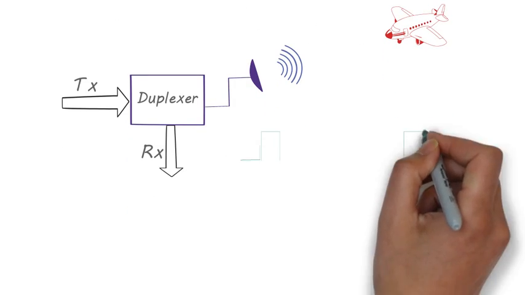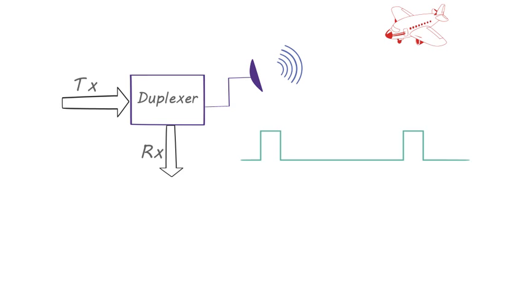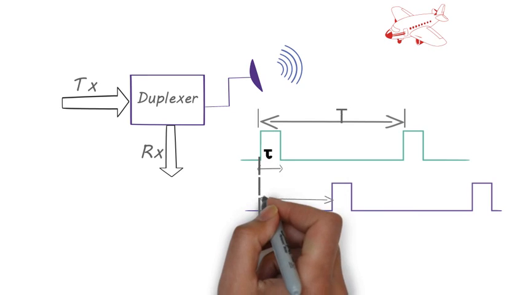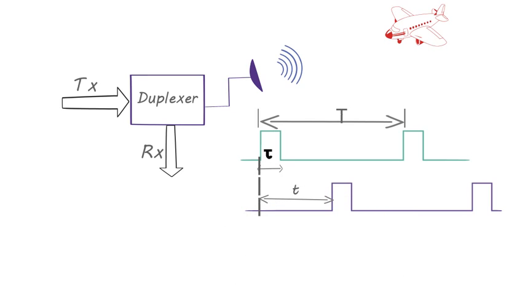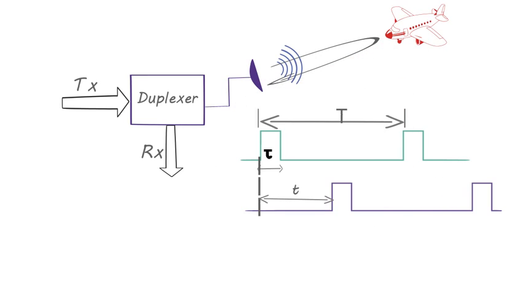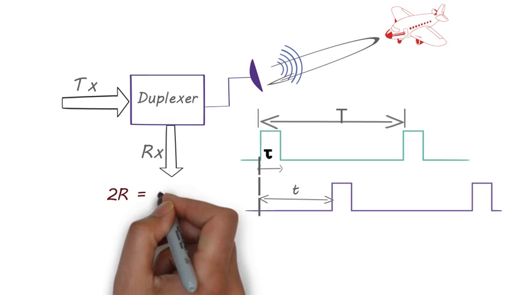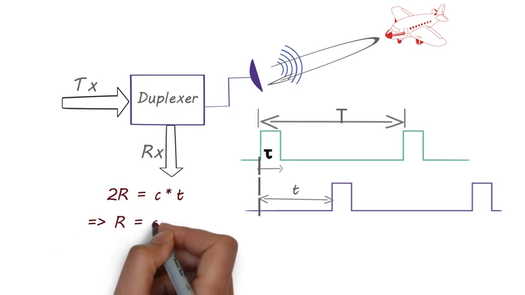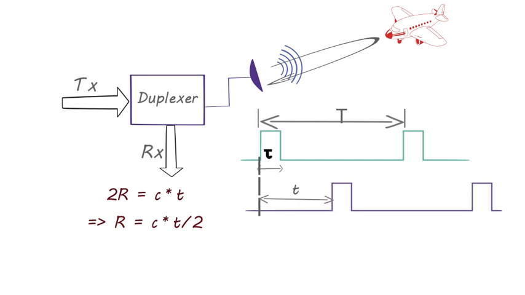A pulse of electromagnetic wave is sent whose pulse width is tau second and time period is capital T second. After reflection, the same pulse is received but with a delay of a small t second. Since the pulse travels twice the distance of target in up and down travel, so we have the distance 2r equal to c into t, where r is the range or distance of target and c is the speed of light. So r will be c into t by 2.